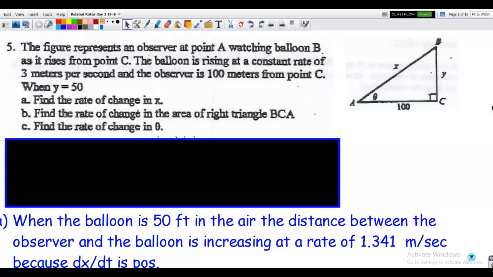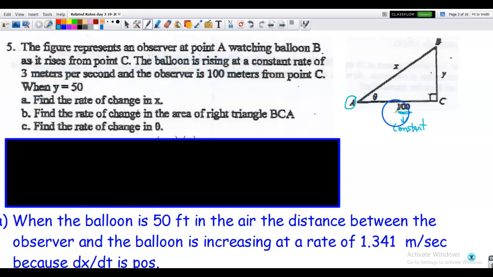Okay, number 5 is a problem that you've seen before. We have a right triangle. The figure represents an observer, and the observer is standing at point A. Let me get a pen here. So the observer is standing right here. The observer is exactly 100 feet away from the balloon. And this 100 feet is a constant, meaning you can put it into the problem from the very beginning. That 100 feet is not changing. It's not variable. It goes in from the beginning.